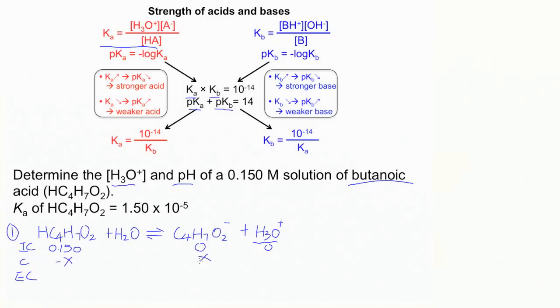And let's assume that X mole per liter of this weak acid dissociate. So minus X for the weak acid, and meanwhile, because it's a 1 to 1 to 1 ratio, X mole per liter of this conjugate base and X mole per liter of the hydronium will be generated. So this is the change. And then based on these two rows, you can express the equilibrium concentrations for the three species. For the weak acid, that is 0.150 minus X, and the two products would be X and X. Okay, so this is the first step.